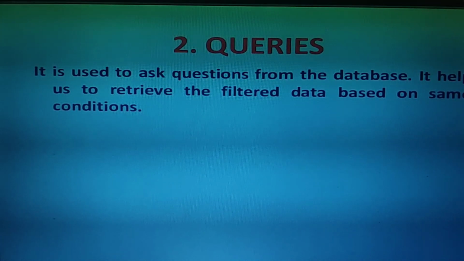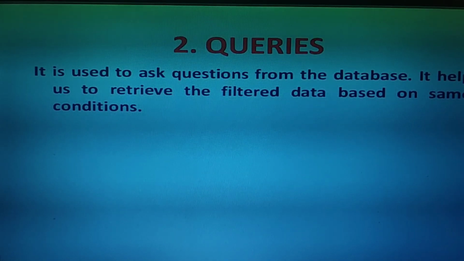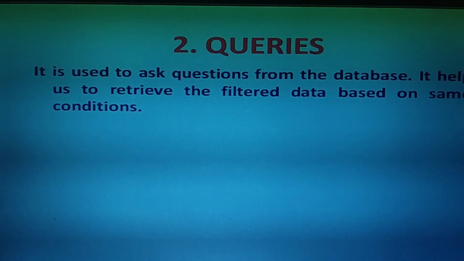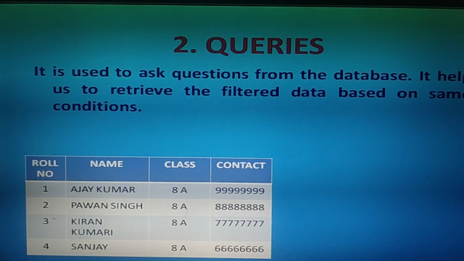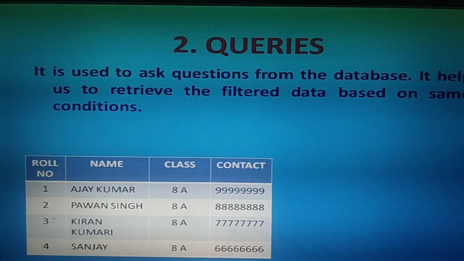Okay, for example, we have one database, and in that database we have stored some information, and after that we want to take some information, right? So in that case we'll use a query. With the help of the given diagram you can understand very easily, right? So now we have one database, the same table we have taken, with roll number, name, class and contact. So this is one database.